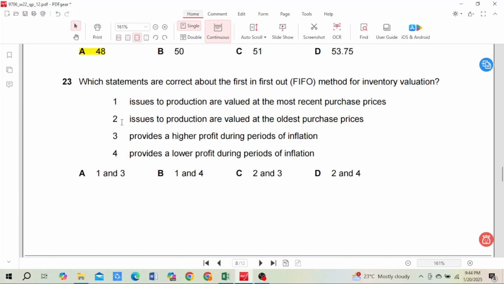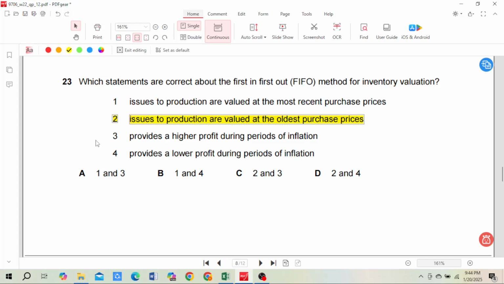Okay, so number two is: issues to production are valued at the oldest purchase price. Yes, this is true. So number two is correct. Okay, it is the correct option. And then number three: provides a higher profit during a period of inflation.